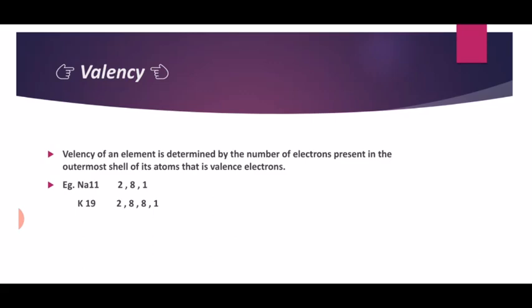Now similarly come to potassium, that is K. What is the atomic number? 19. Now see the electronic configuration. In the first shell 2, next 8, next 8. So 8 plus 2 is 10, 10 plus 8 is 18. Again, how many electrons are left? 1. In the last shell, how many electrons are there? 1. So this is known as what? Valence electron, and that is known as what? Valency.